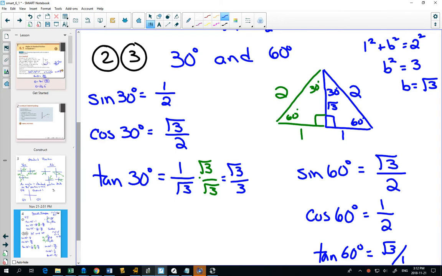How did I get tan of 60? Or which one? Sine of 60? Where's my 60 degrees? There it is. Sine is opposite. Opposite side is root 3 over hypotenuse 2. Root 3 over 2. Cos of 60 degrees. Adjacent side, 1 over hypotenuse, 2. Tan of 60 degrees, opposite, root 3 over adjacent, 1.